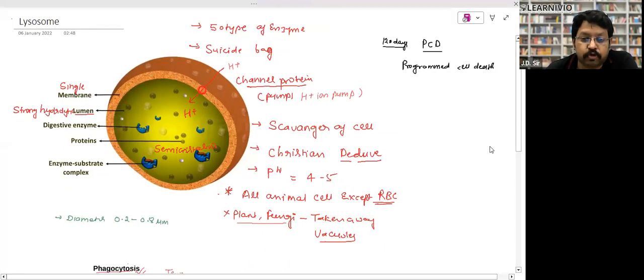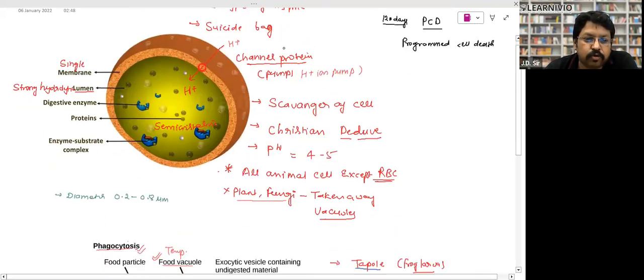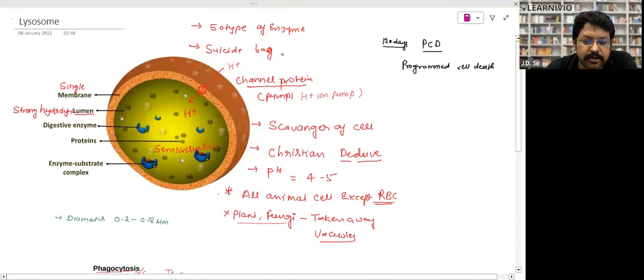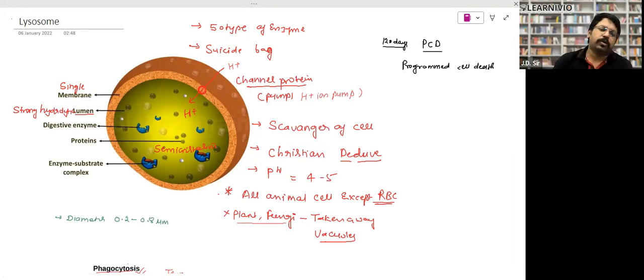Very important: lysosome. Questions are being asked from lysosome as well. We have already discussed that the formation of lysosome takes place from the Golgi complex. Their outer membrane is made up of a single membrane, right? Lysosomes contain 50 different types of enzymes. They are known as the suicide bag.